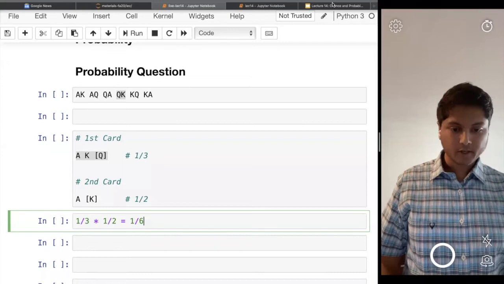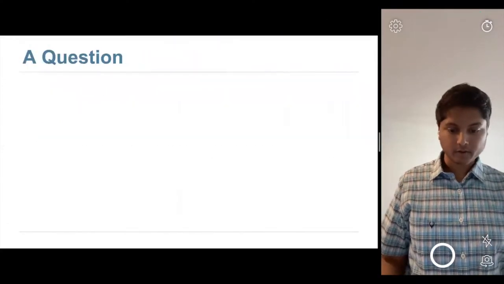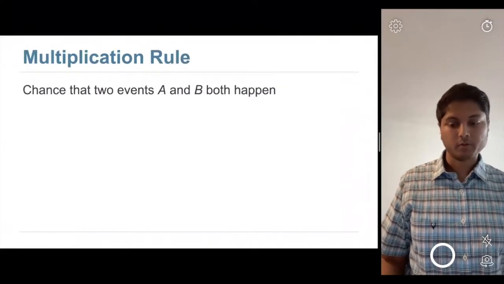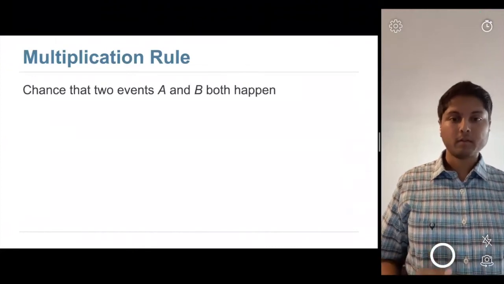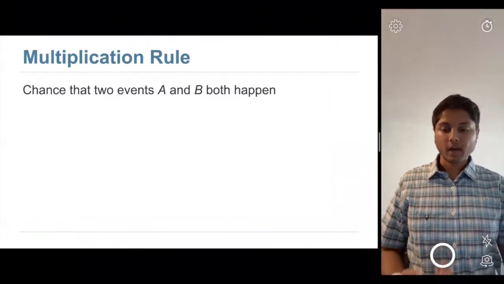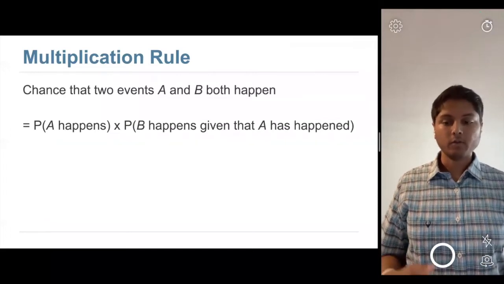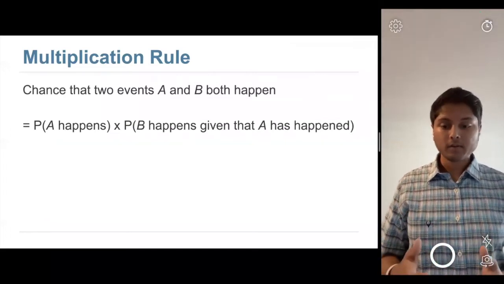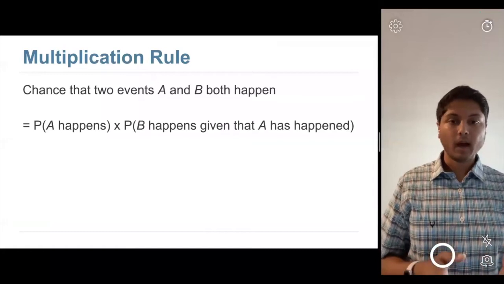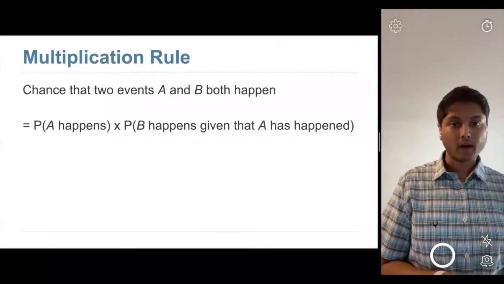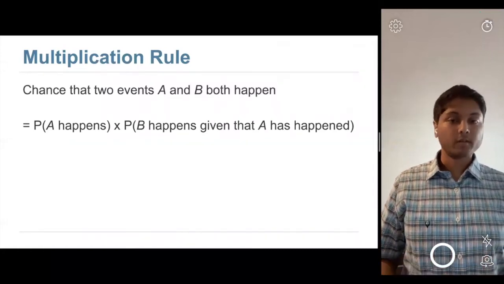So there's an actual rule around this. It's called the multiplication rule, so we'll just go over this. Basically, the way it works is it says that the chance that two events A and B both happen is equal to the chance that A happens times the chance that B happens given that A already has happened. So that's essentially what we did.